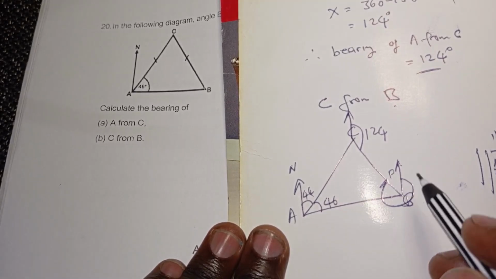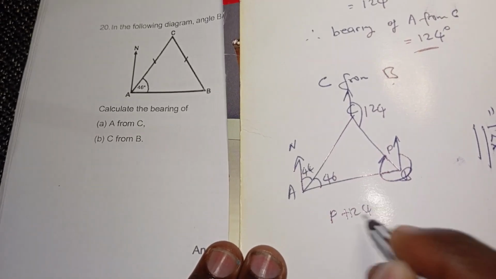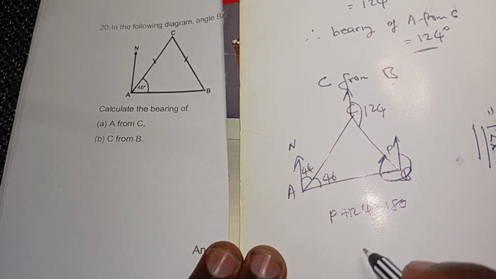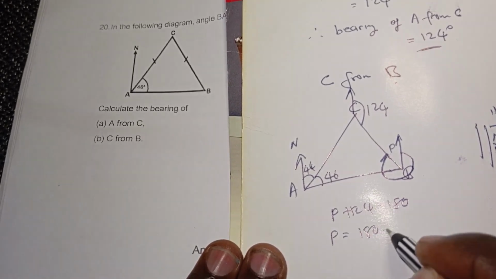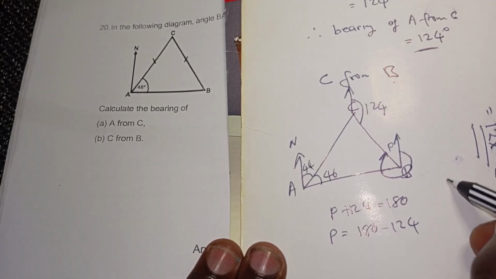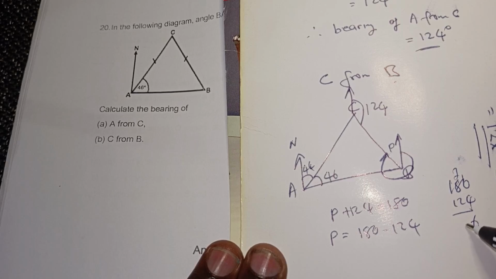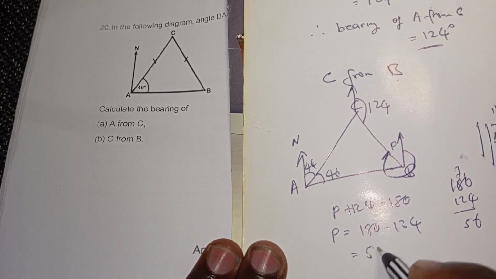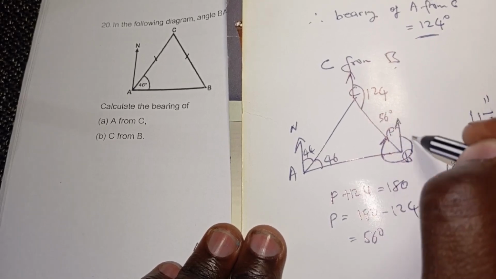So let's find this one first. I'll put it as P. So this and this should give you 180. P plus 124 should add up to 180. These are corresponding. So we're going to say that P is equal to 180 minus 124. What do we get? 180 minus 124 gets 56. So 56 degrees.